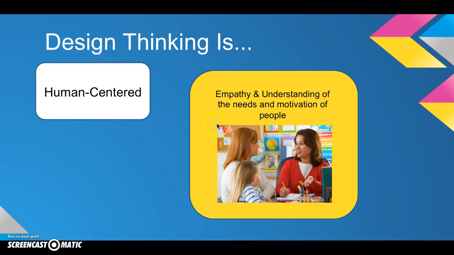And then notice too that I just have a simple image that is relevant to the topic, empathy and understanding of the needs and motivation of people. At this point, I would talk about this specific piece of information in greater detail. But I would not put all of that text on the screen.